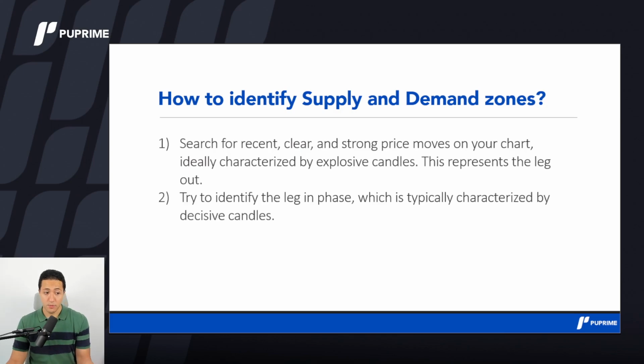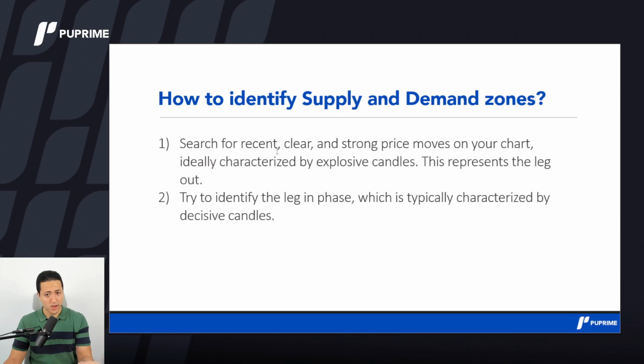Okay, step number two. So I've known the leg out. I've defined my leg out. Step number two is to try and identify the leg in phase. So we have a huge move. Where did this come from? And this is where you identify your leg in phase, typically characterized by decisive candles. It could be explosive candles as well, but most probably it's decisive.